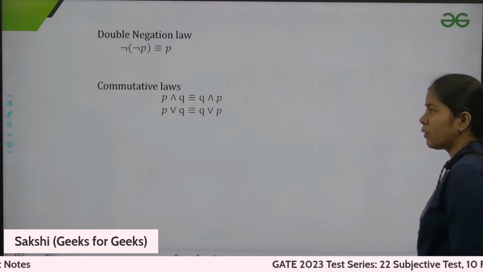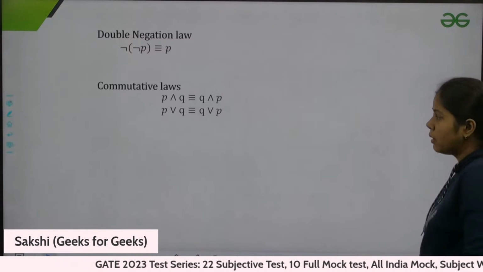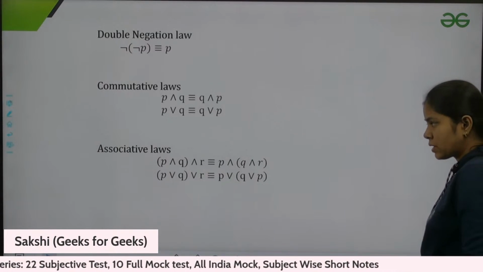Next thing is commutative law. If I write P and Q, that would be equivalent to Q and P. P or Q would be equivalent to Q or P. Similarly, we'll have associative law.